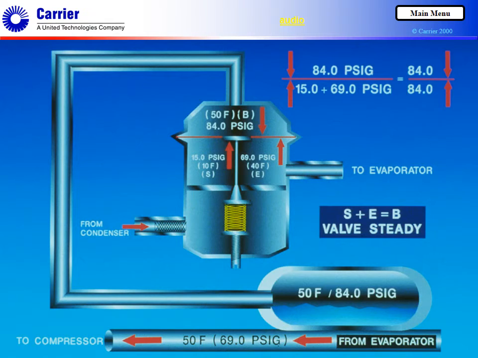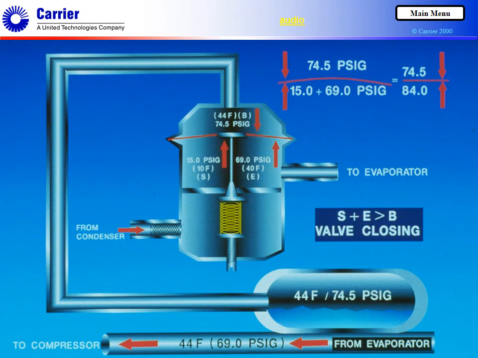This is the pressure exerted on top of the diaphragm. Below the diaphragm is the spring pressure, 15 psig, plus the evaporator pressure. At 40 degrees Fahrenheit saturation temperature, the evaporator pressure is about 69 psig. The combination of spring plus evaporator pressure below the diaphragm is 15 plus 69, which equals 84 psig. This matches exactly the pressure above the diaphragm, so it's bent neither up nor down and the needle stays right where it is.